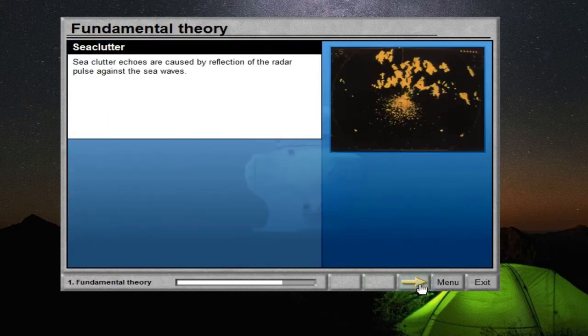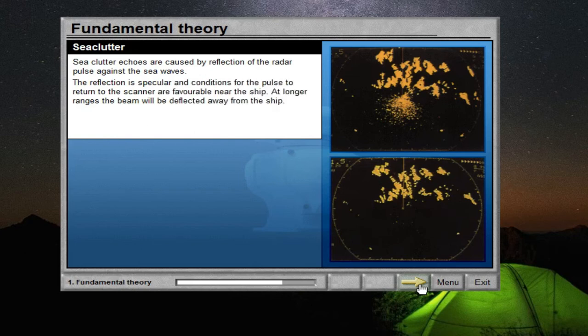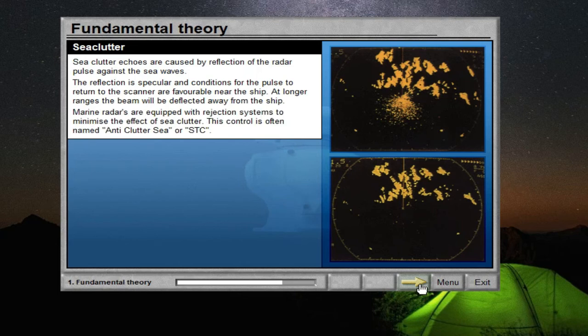Sea clutter echoes are caused by reflection of the radar pulse against the sea waves. The reflection is spectacular, and conditions for the pulse to return to the scanner are favourable near the ship. At longer ranges, the beam will be deflected away from the ship. Marine radars are equipped with rejection systems to minimise the effect of sea clutter. This control is often named anti-clutter sea, or STC.